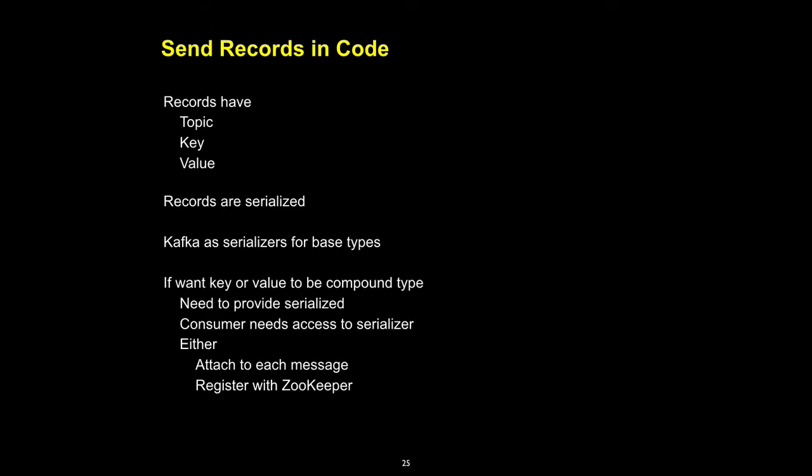Each record you send to Kafka has a topic, which topic it goes to, it has a key and a value. And these things are serialized into binary format and compressed. And they have serializers for all the base types. But if you have a more complicated message you're sending as a value or as a key, you need to tell the consumer how to unpack it. And the way you do that is you register that with Zookeeper.